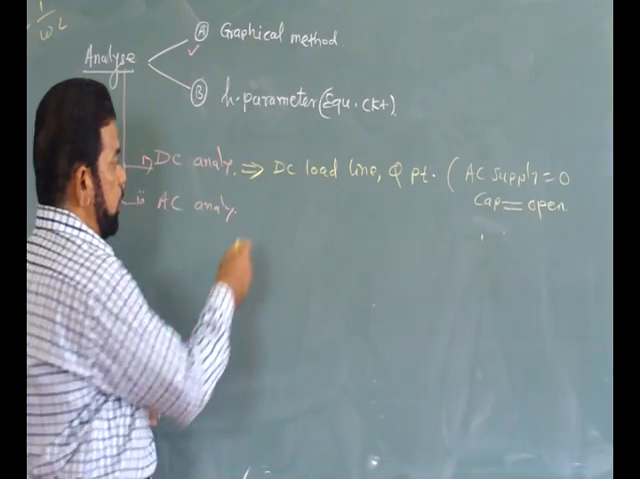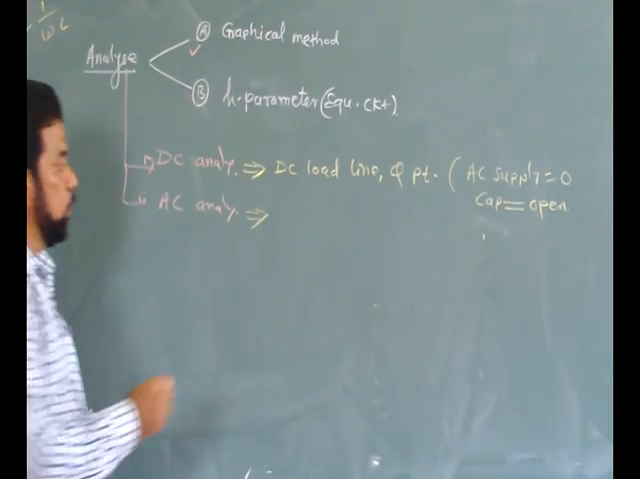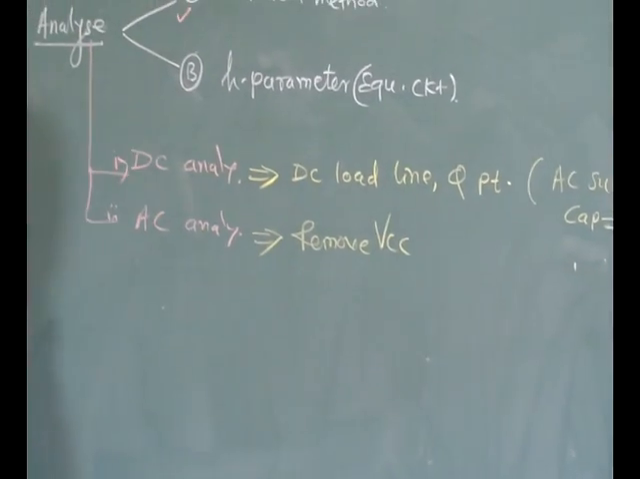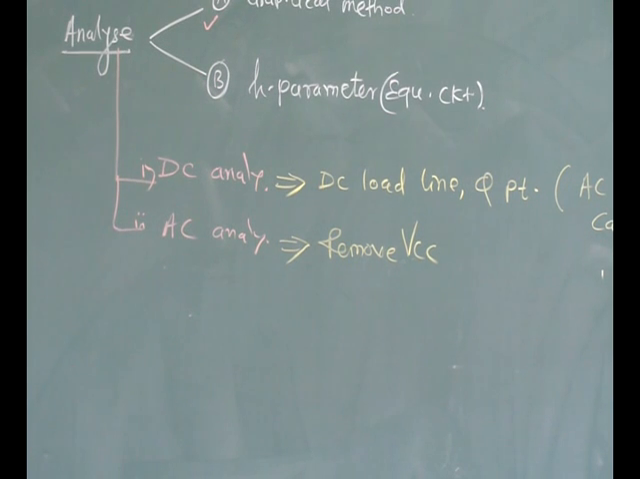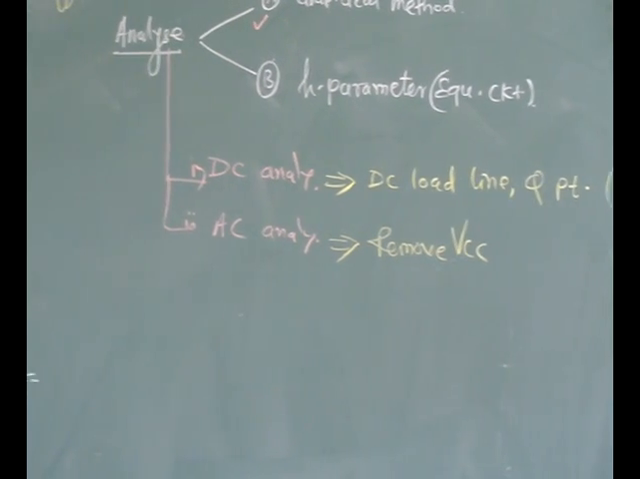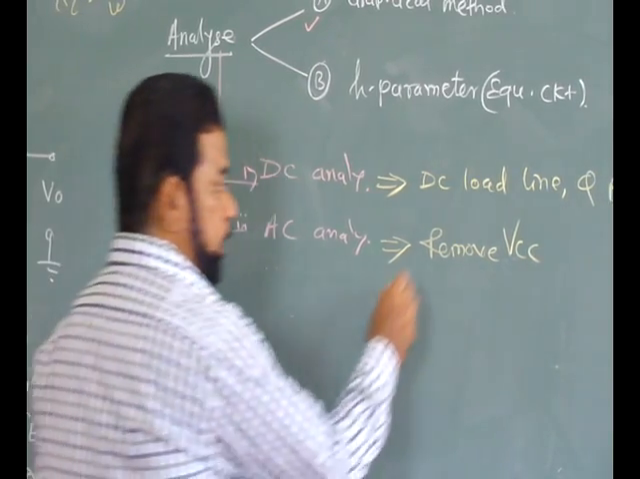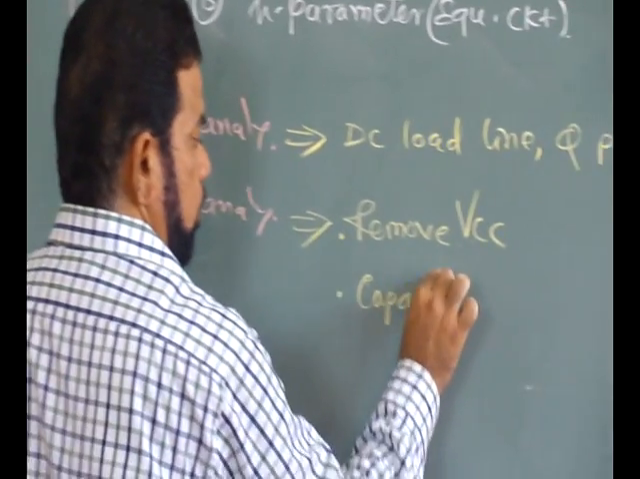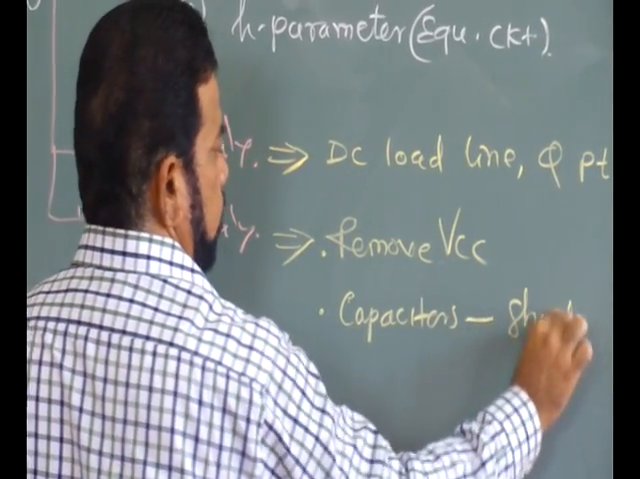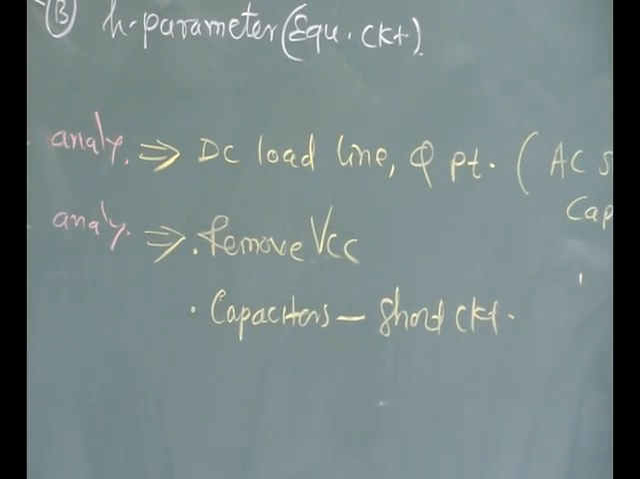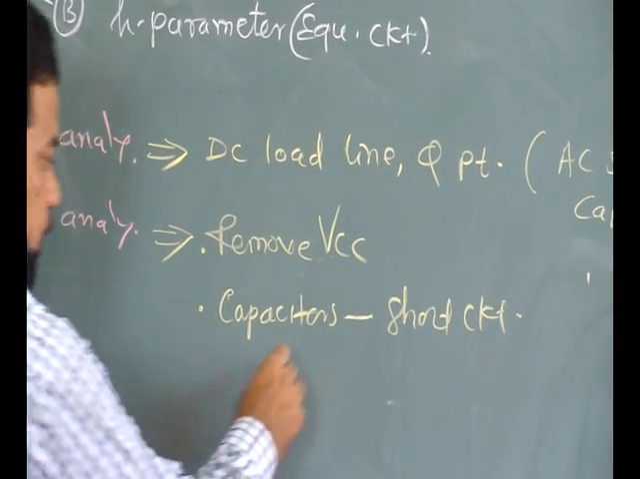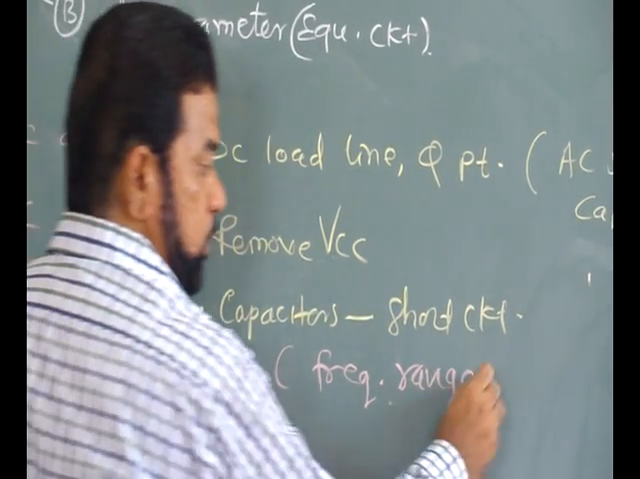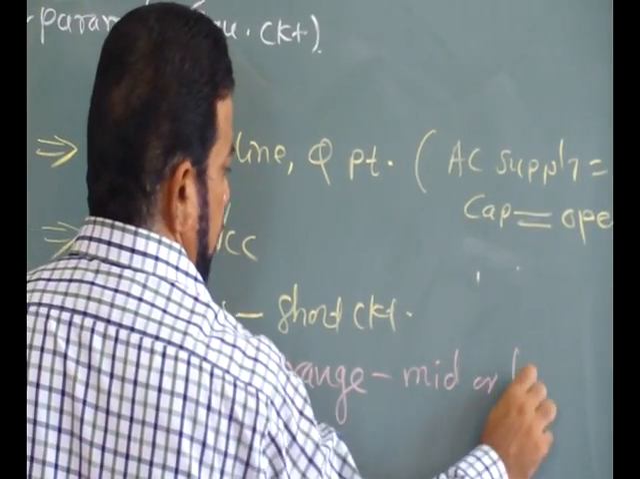As far as the AC equivalent circuit and AC analysis is concerned, the very first step is you have to remove the DC supply. And by assuming a suitable frequency range, you have to replace the capacitors by short circuit. Here the assumption is the frequency range. The frequency range is mid or high.